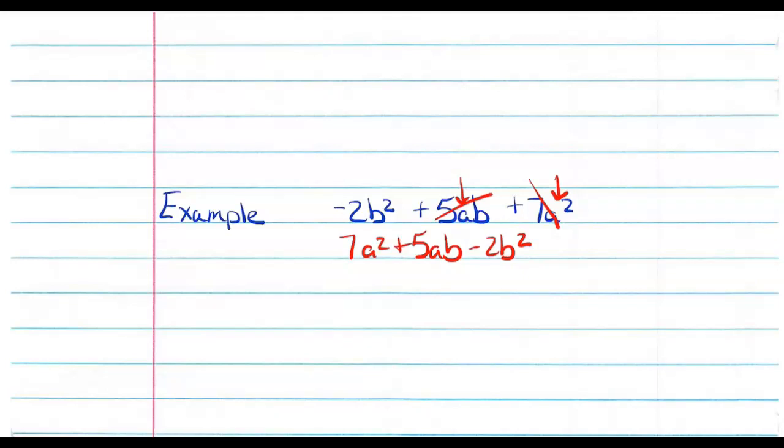That's standard form. Oh, maybe we should check here. Can you tell me what the leading coefficient is of 7a squared plus 5ab minus 2b squared? Leading coefficient is that coefficient right out front. So it would be 7. Nice job.